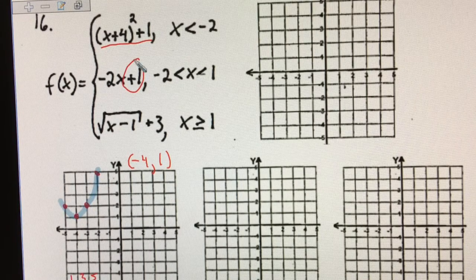This time I'm going to begin at 1. Go down 2 over 1. Continue the process in the other direction. Connect the dots.